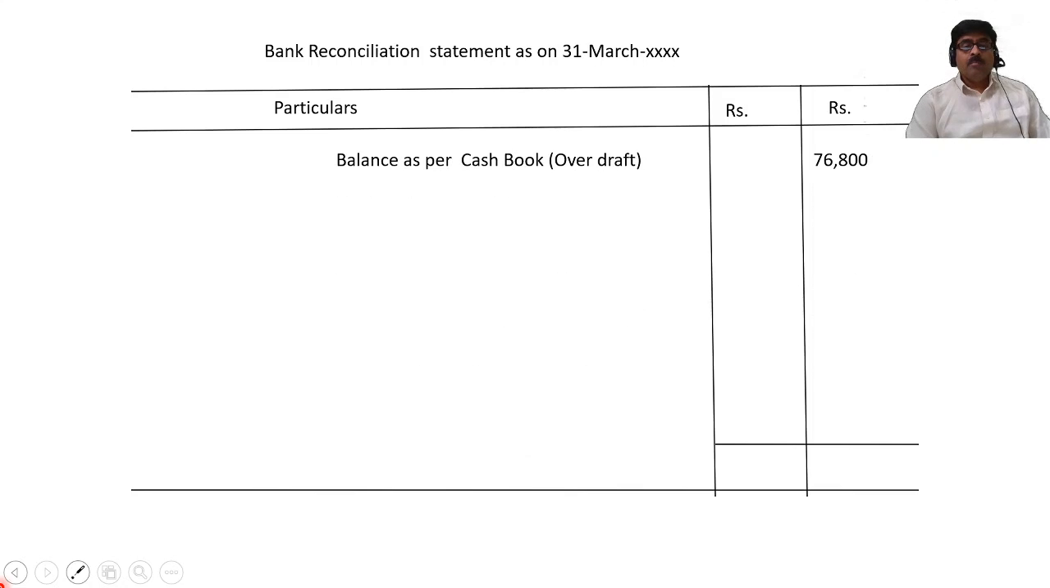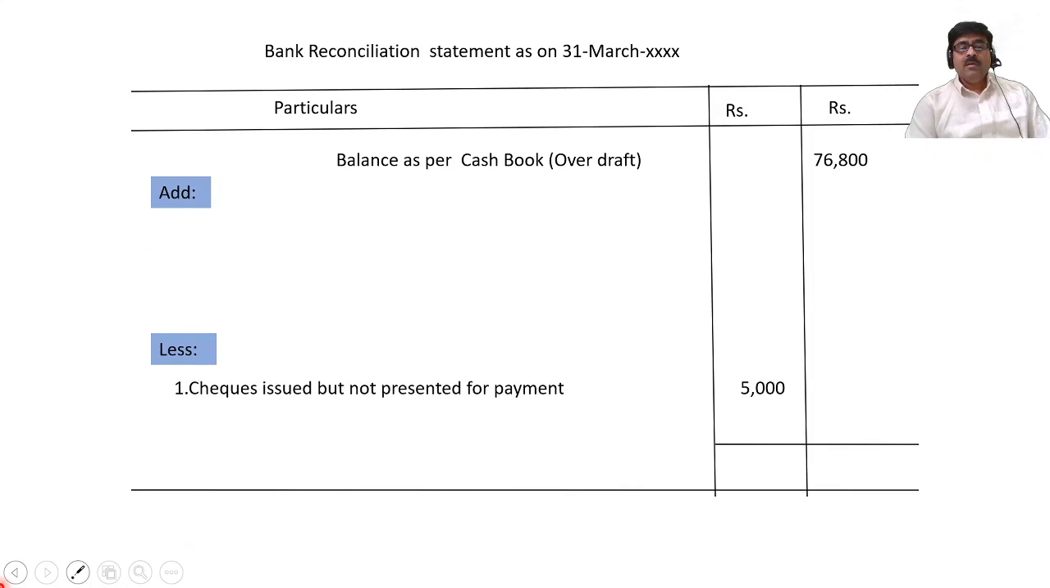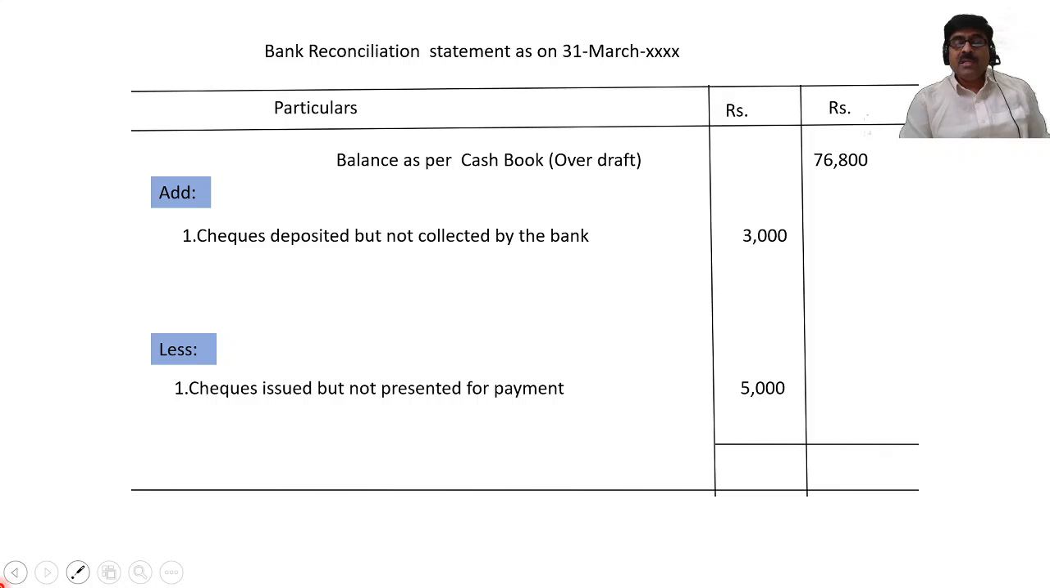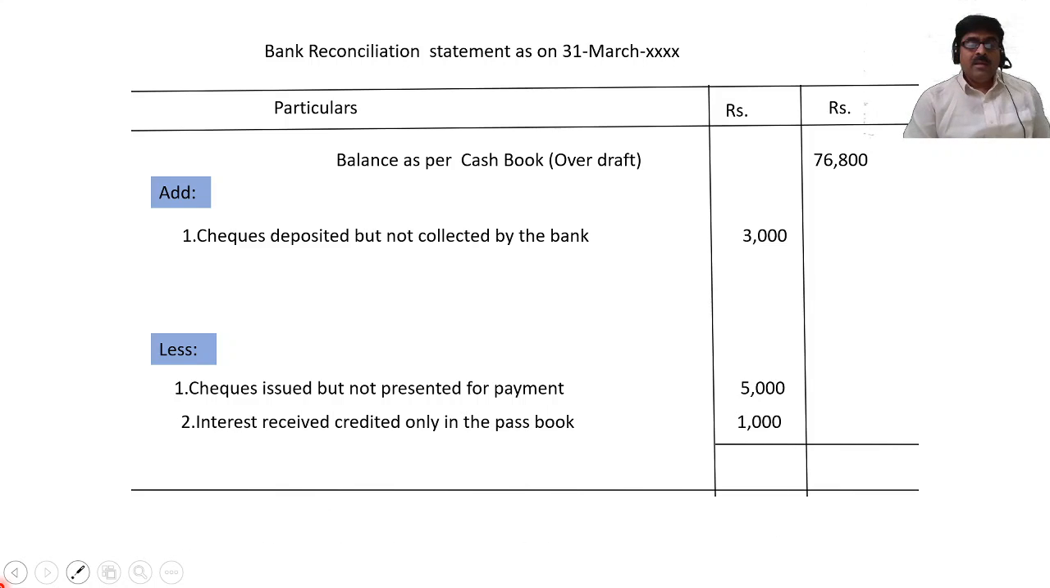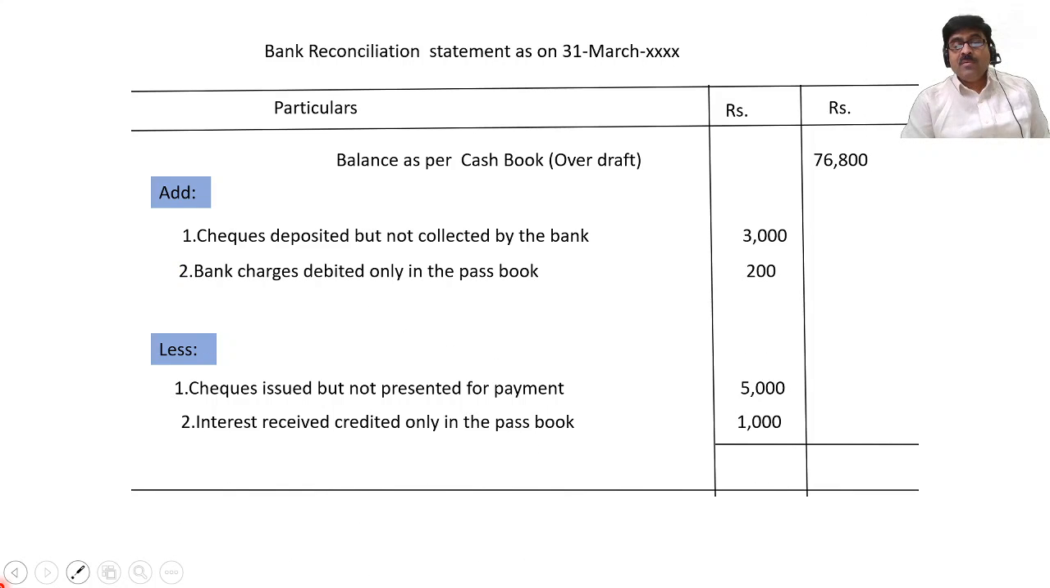Now, bank reconciliation statement as on 31st March. Balance as per cash book, overdraft 76,800. Add checks issued but not presented for payment 5,000. Checks deposited but not collected by the bank 3,000. Less interest received credited only in the passbook 1,000. Add bank charges debited only in the passbook 200. Total additions 3,200. Total overdraft becomes 80,000. Of that, less items 6,000.